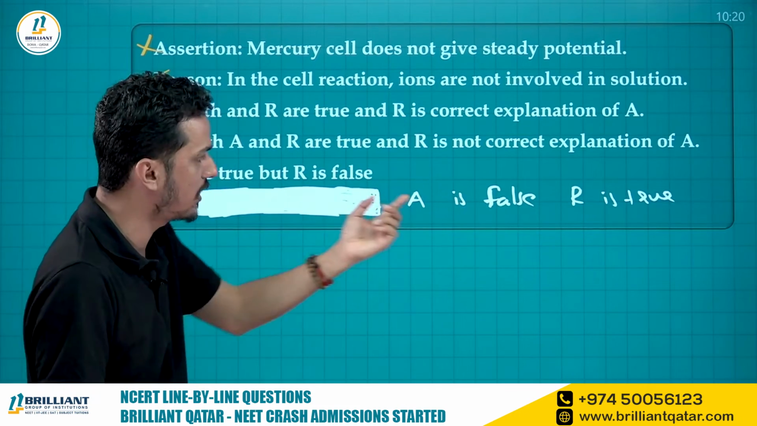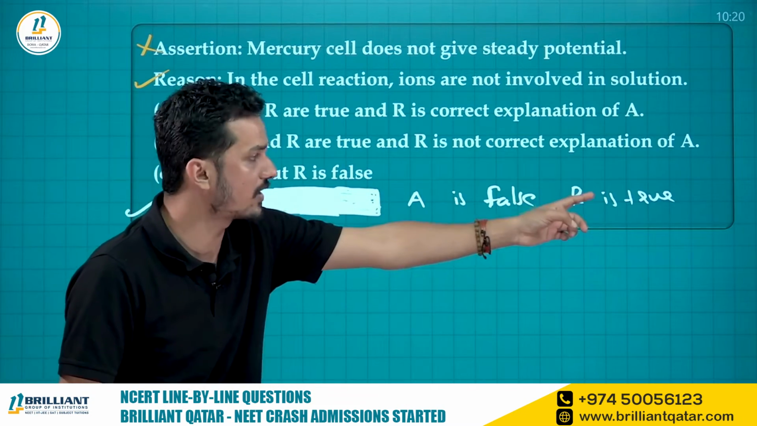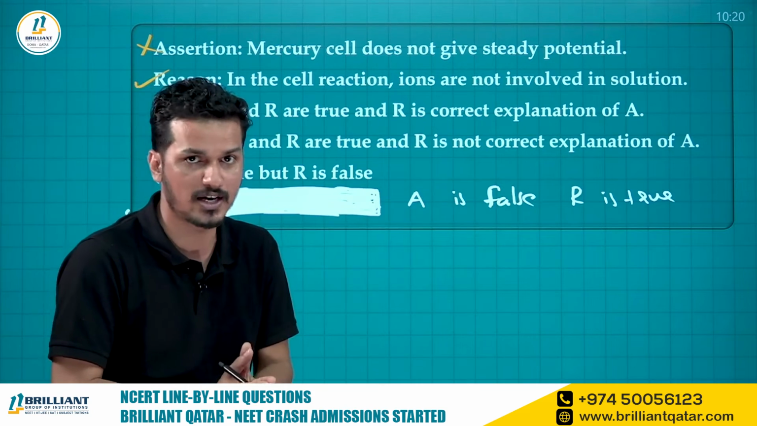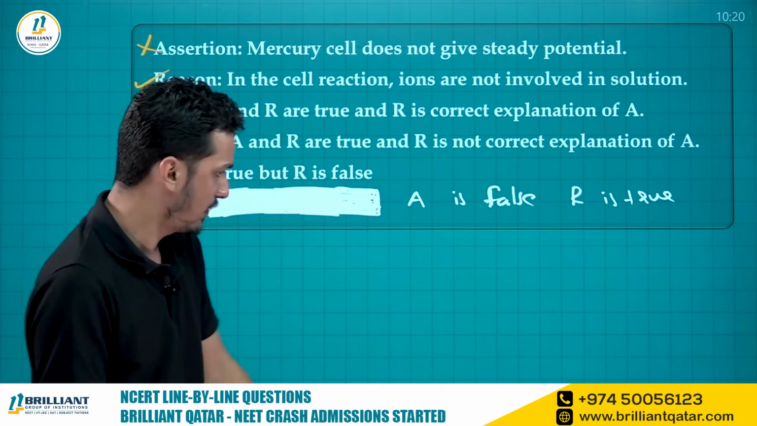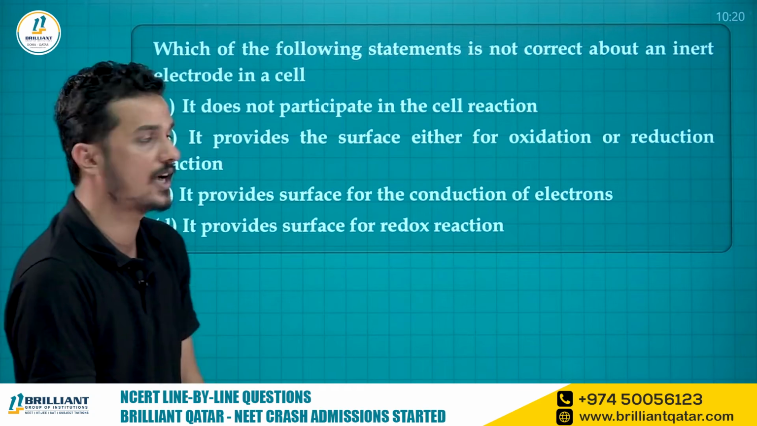Okay, there is some problem, so that's why I wrote that A is false and R is true is the correct answer. I hope you guys got it. Ready? So again, while we are going to the next question, what's the next question, guys? This is the next question.